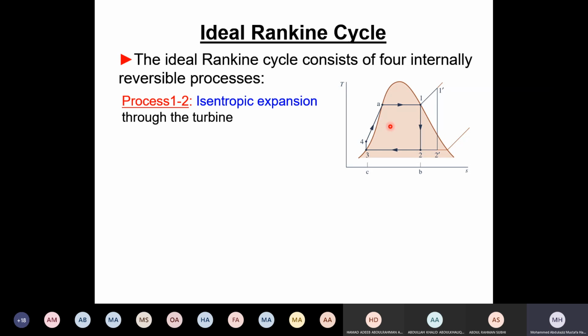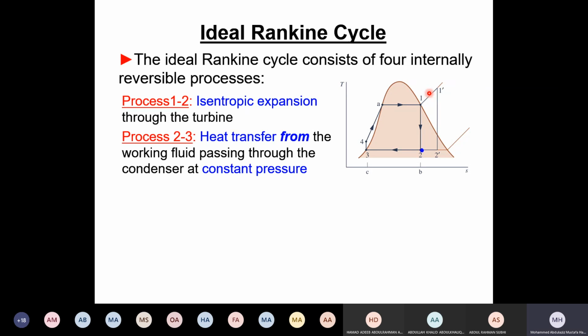This is the TS diagram, and I have the four processes, so let us review this. Process 1 to 2 is the isentropic expansion from state 1 to state 2, at the inlet of the turbine. And then we have the next, 2 to 3, which is in the condenser. So this is condensing, changing from liquid plus vapor or fully vapor to liquid at state 3.